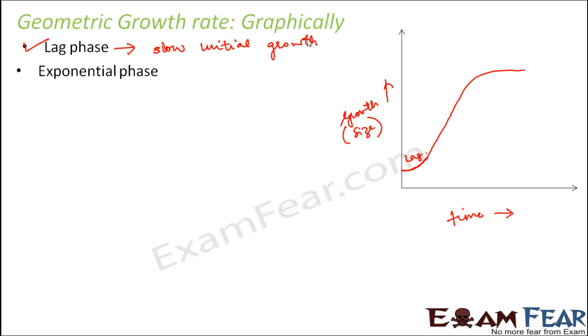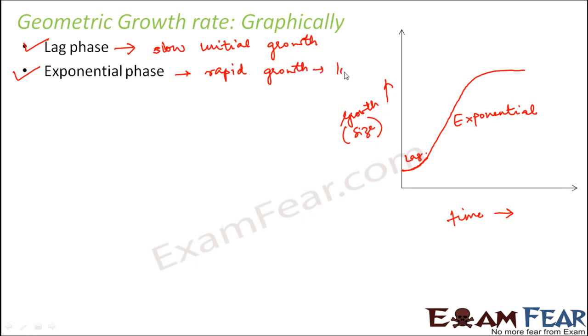So this lag phase is followed by the exponential phase, and this is the exponential phase. If you see in this phase, the growth increases very fast with time, right? So this exponential phase will actually see rapid growth. This phase is also known as log phase. Now why is it called exponential? Because the growth happens exponentially. So it happens very fast.